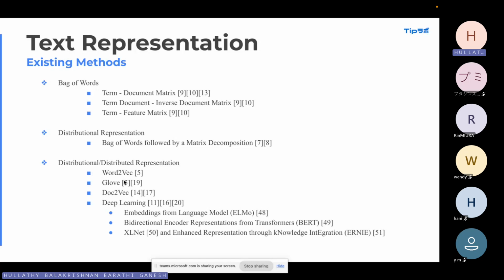Then getting into the neural network, we'll be starting with word2vec, GloVe, doc2vec, and deep learning. In today's session, we'll be seeing up to word2vec. In the next week or in a future session, we'll cover GloVe, doc2vec, then BERT embedding. So this we are going to see.